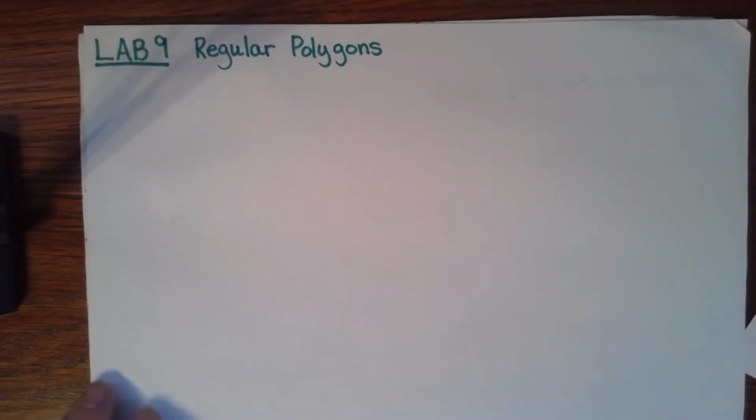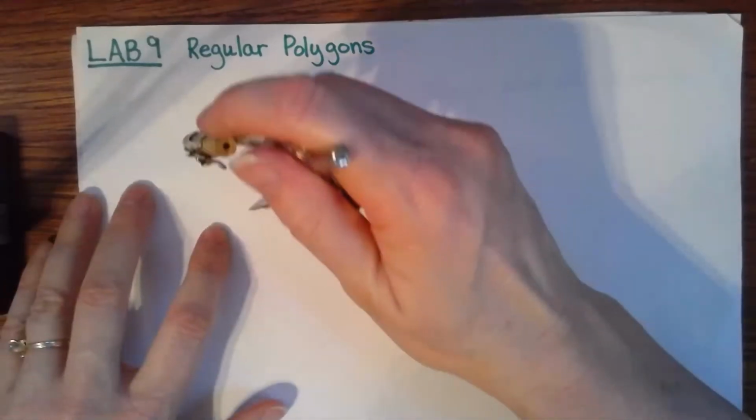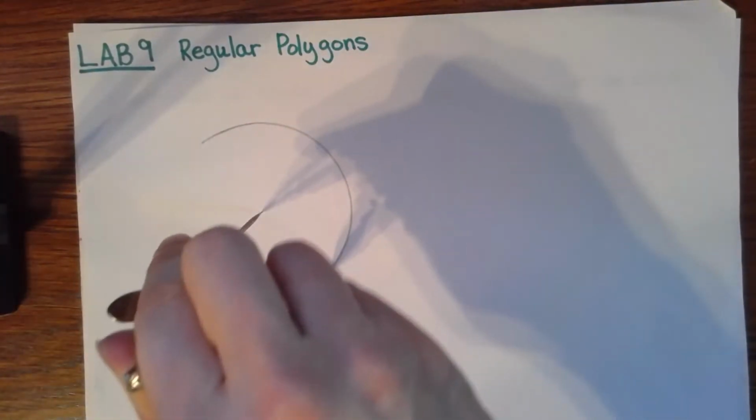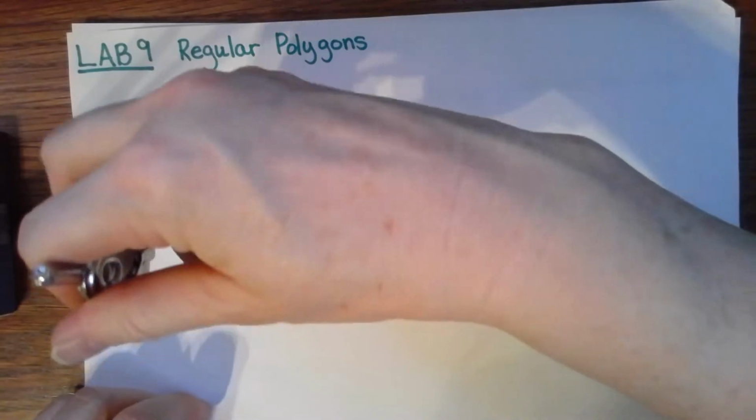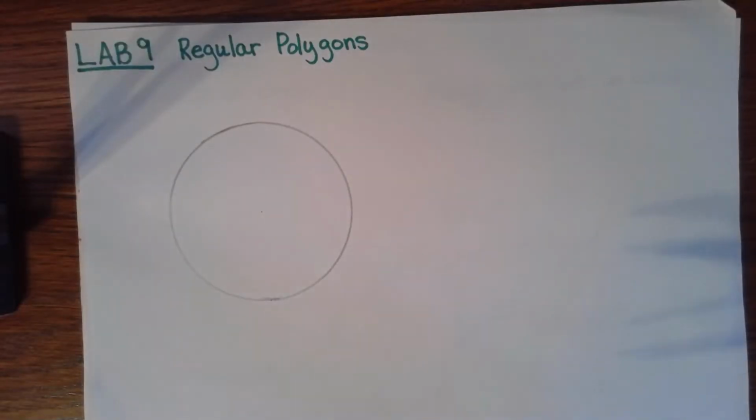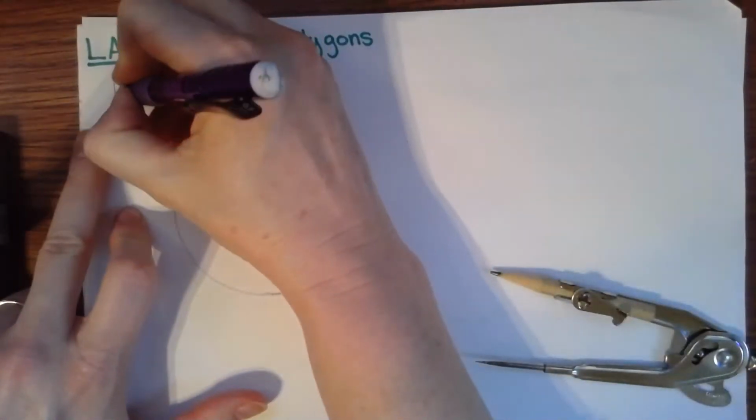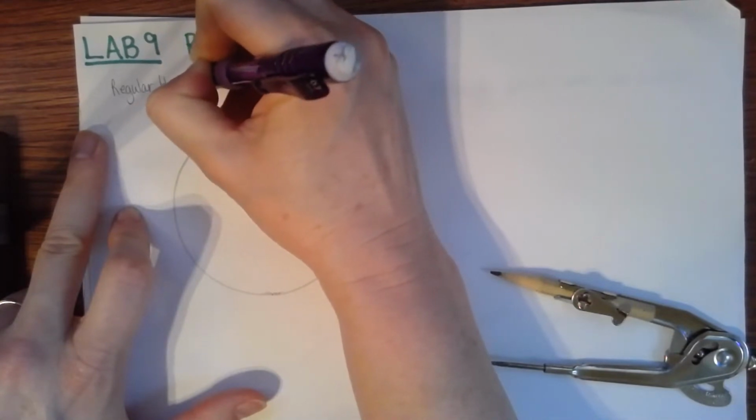And then lab 9, we are constructing regular polygons. Okay, so there's a few different kinds of regular polygons that we could do. So I'm going to show you a few of them. So first of all, if I draw a circle, the absolute easiest regular polygon to construct is a regular hexagon. So I will do that one first. So regular hexagon.